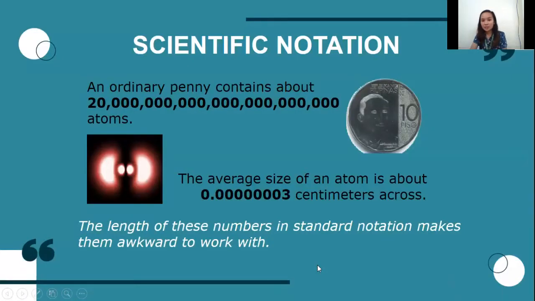Okay, so we'll proceed with scientific notation. You can see here that an ordinary penny contains about this number of atoms. So this length of number is very awkward to work with. It is also difficult to read. The same with the average size of an atom, which is about this value, centimeters across. So we use scientific notation to work with numbers with very large or very small values.